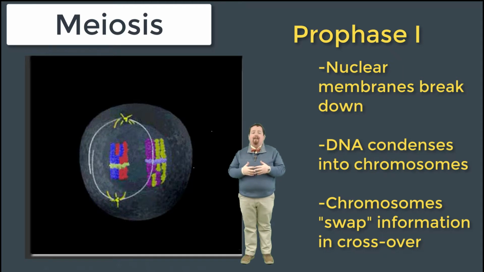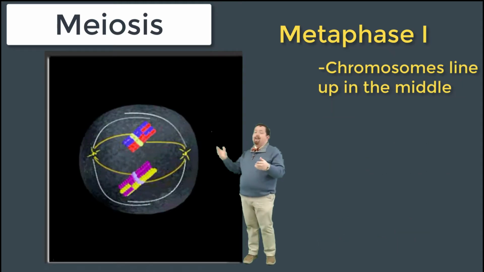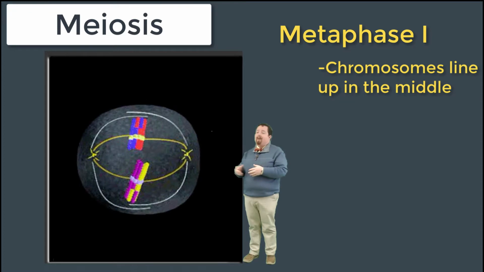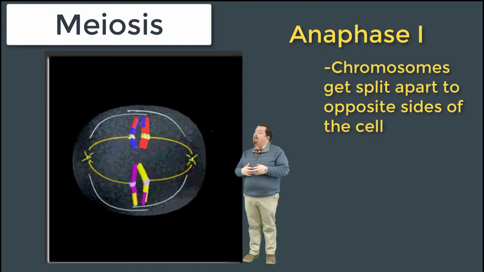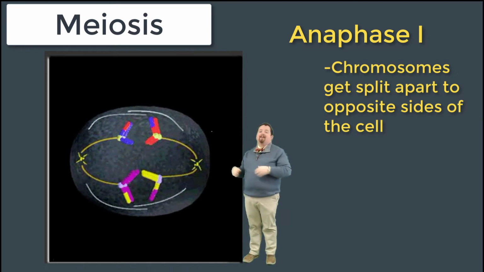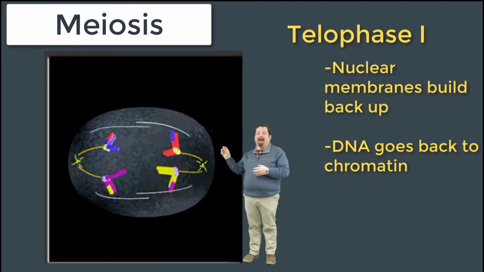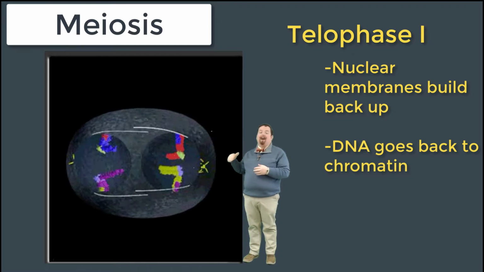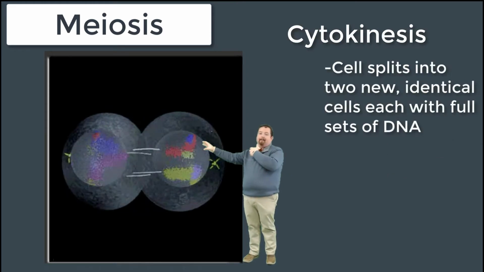This genetic crossover allows for a certain amount of variation in the new cells that are being formed. In other words, this is what causes the four cells to be different from each other instead of being exactly the same. After prophase 1 is over, we go into metaphase 1, where the homologous chromosomes line up double file in the middle of the cell. And then we go to anaphase 1, where those homologous chromosomes split up. Next, we go to telophase 1, where the chromosomes turn back into chromatin and the nuclear membranes build back up. And then we go to cytokinesis, which splits the cell into two.